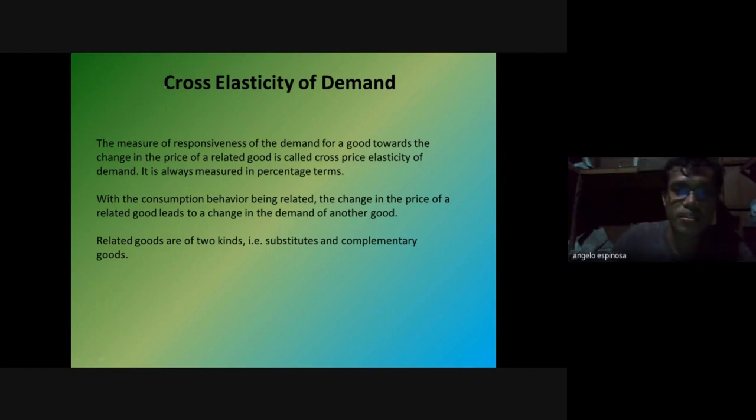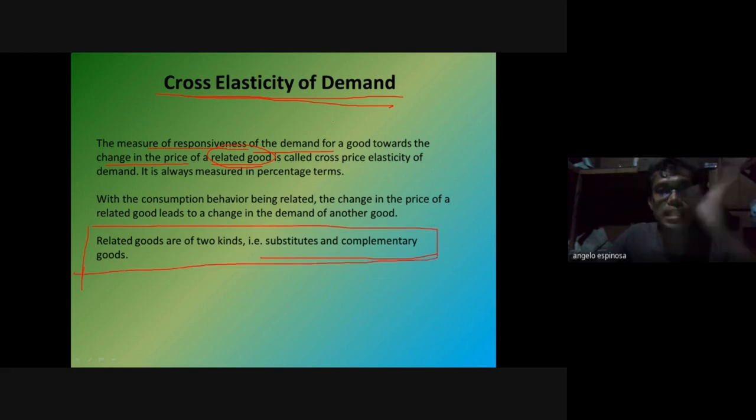So, let's proceed now to the cross elasticity of demand, or price cross or cross price. Okay? So, we have the measure of responsiveness of the demand for a good towards the change in the price of related goods. Ano yung mga related goods? We have the substitute goods at saka si complementary goods. The related goods are two kinds. You have substitute goods and complementary goods. Meaning, yung cross elasticity of demand, yan ang pag-uusapan natin.